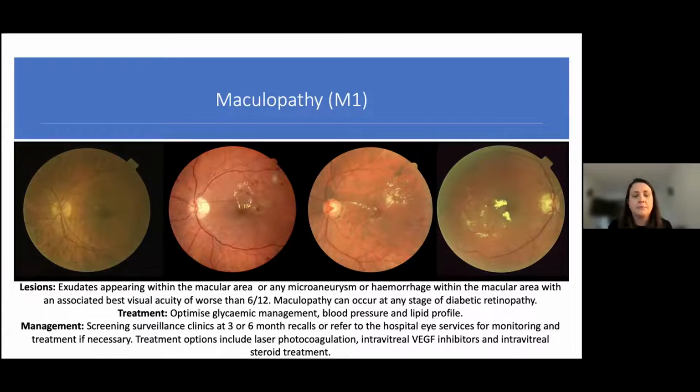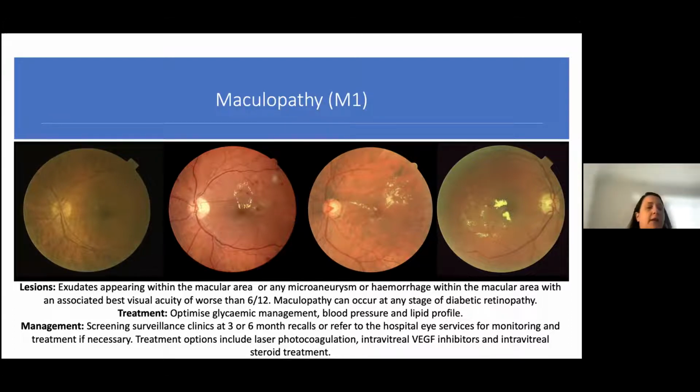The treatment for this is now anti-VEGF injections. VEGF stands for, oh God, I can't remember now, but anti-VEGF injections. They would inject things into the eye that inhibit the VEGF production, and hopefully stop this developing and getting any worse.